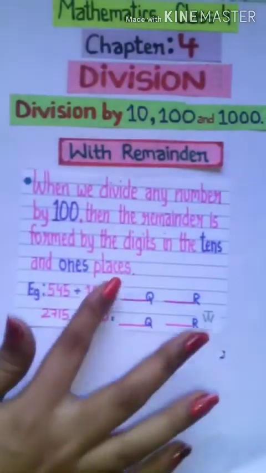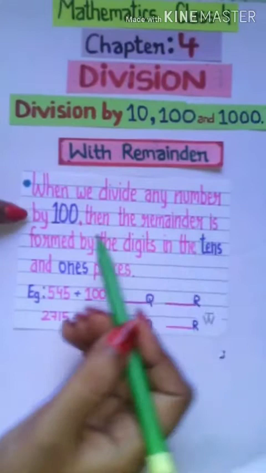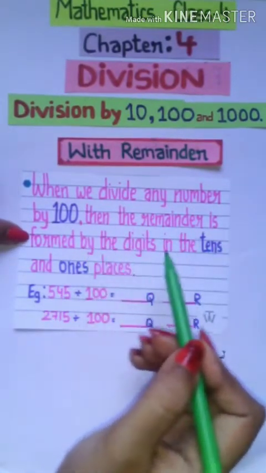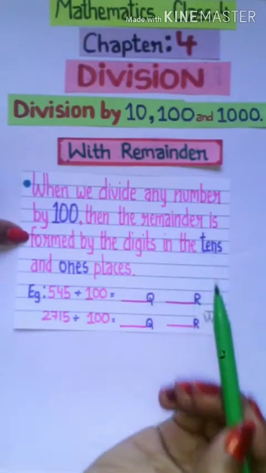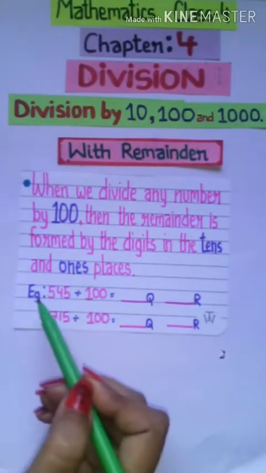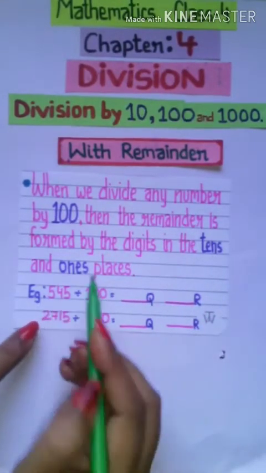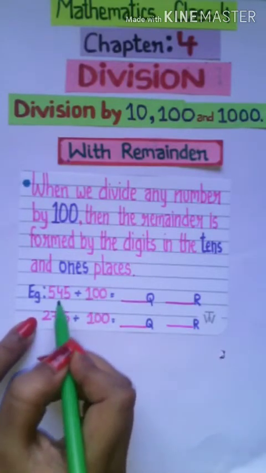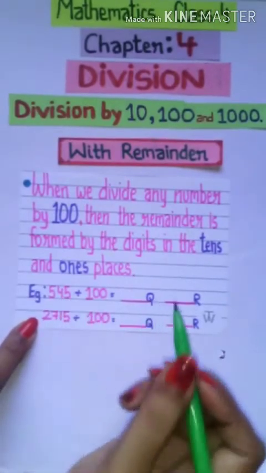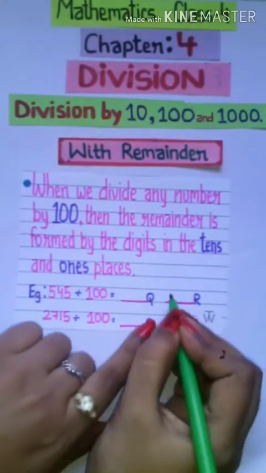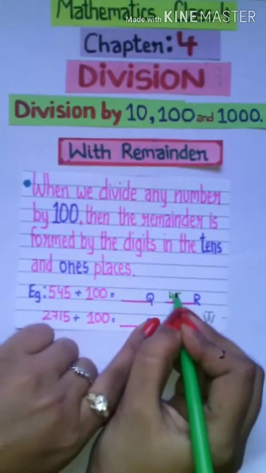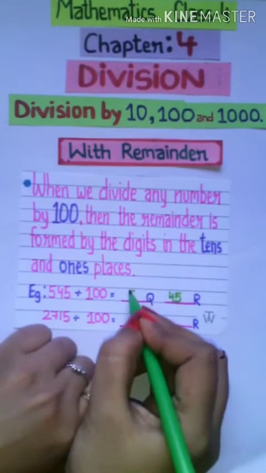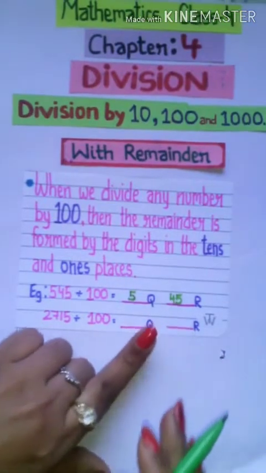Next, when we divide any number by 100, then the remainder is formed by the digits in the tens and ones place. For example, here in 545 divided by 100, the digits in tens and ones place are 45. So we write the remainder as 45 and the remaining digit will be our quotient, that is 5.